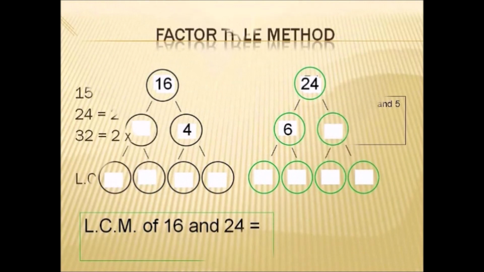480. Now 16 and 24, put in the numbers that are missing. So put in the missing numbers on the factor trees, and then I want you to figure out the LCM of 16 and 24.